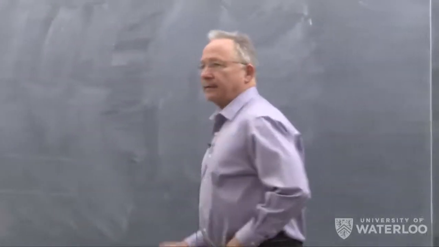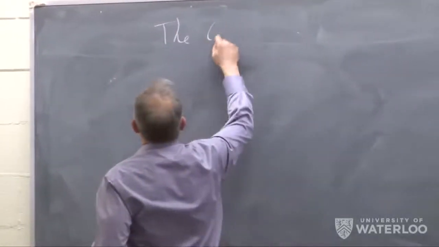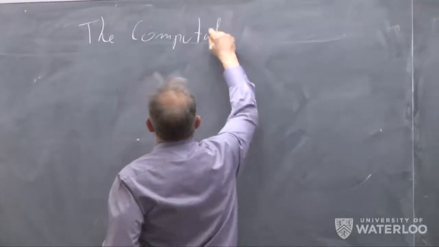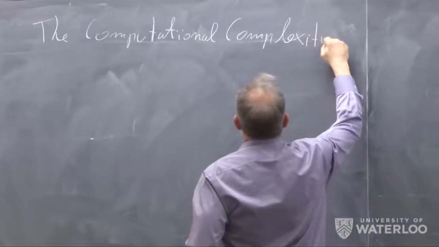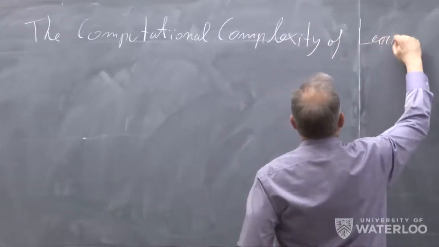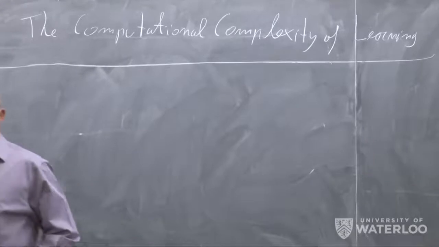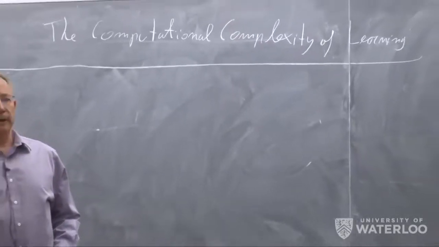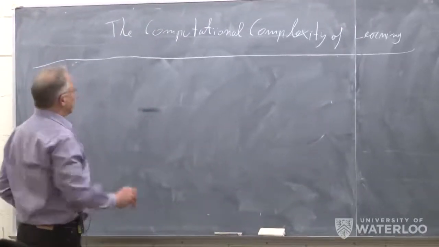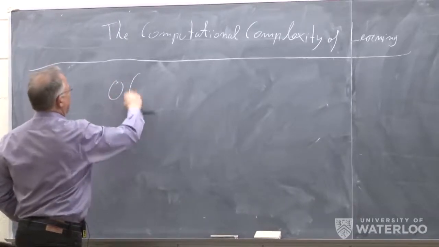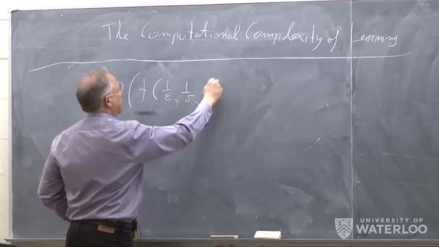So last time we started discussing the computational complexity of learning. And after some discussions, we came to the conclusion that what we have to look at is to estimate the computational complexity as O of a function of 1 over epsilon, 1 over delta, and some complexity parameters.